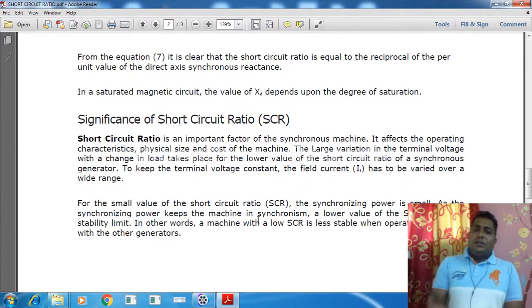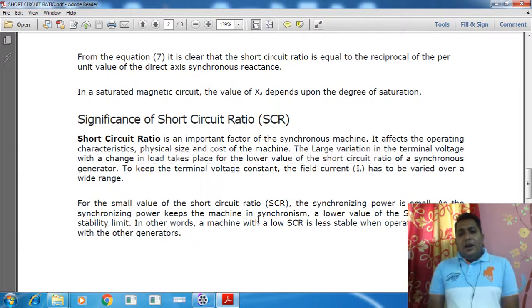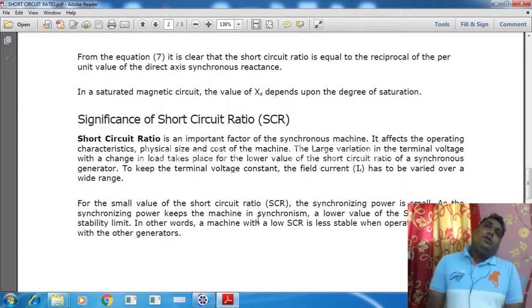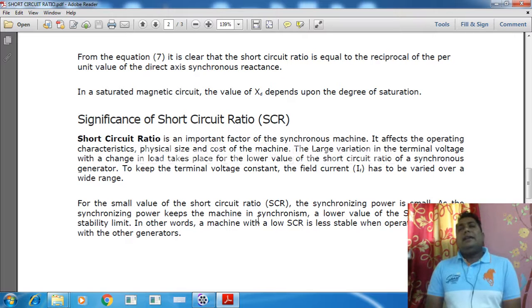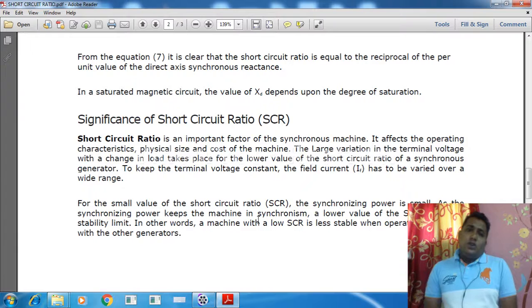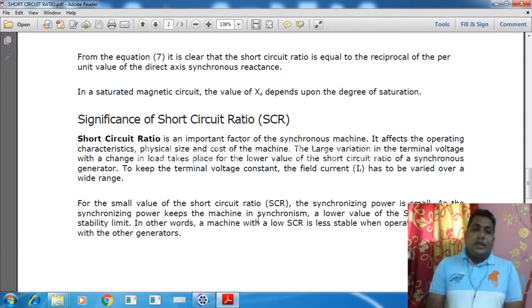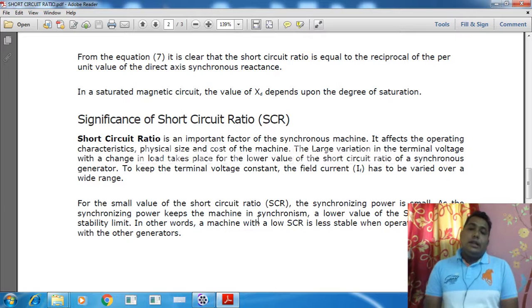Okay, so that is not expected from a machine. So a good SCR value, a higher SCR value, is expected, so that the synchronism should always be constant in the machine. In other words, a machine with a lower SCR is less stable when operating in parallel with the other generators.